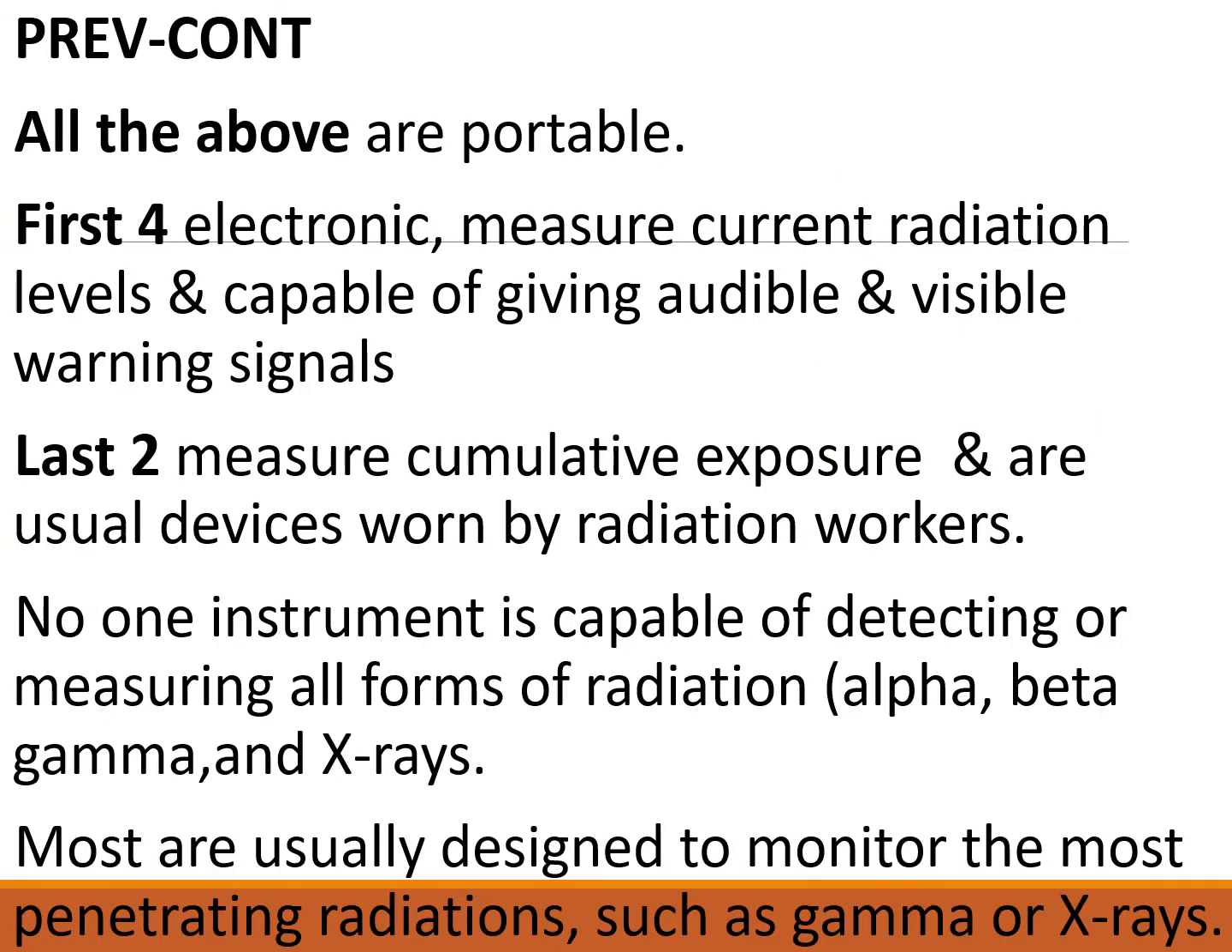Continued prevention. All the above instruments mentioned in the last slide are portable. The first 4 are electronic, measure current radiation levels, and are capable of giving audible and visible warning signals. The last 2 measure cumulative exposure and are usual devices worn by radiation workers. No one instrument is capable of detecting or measuring all forms of radiation. Most are usually designed to monitor the most penetrating radiation such as gamma or X-rays.